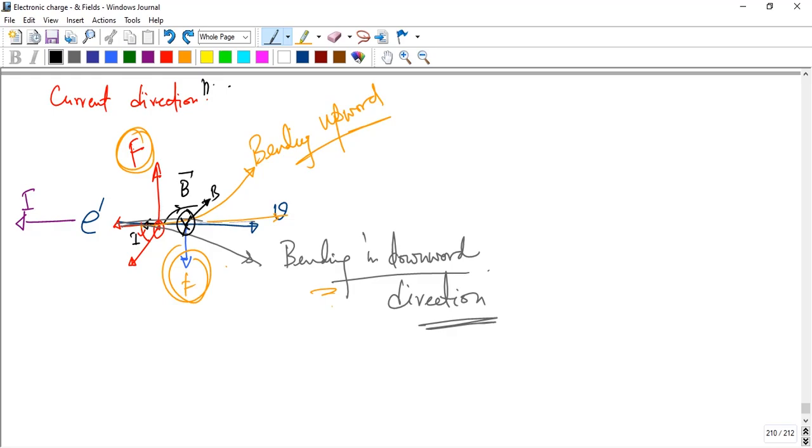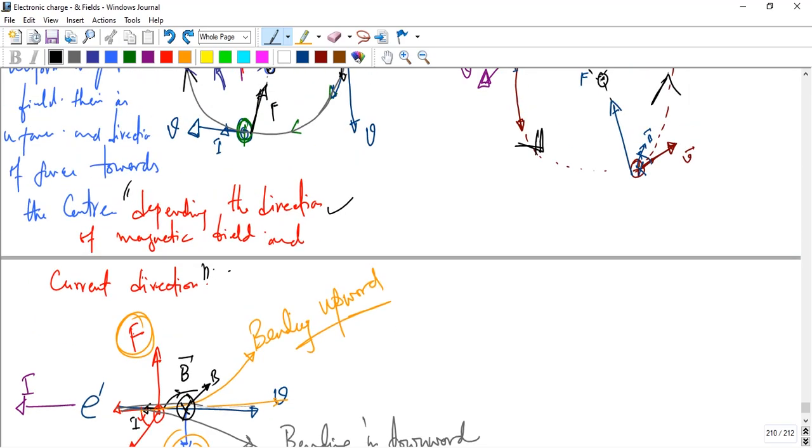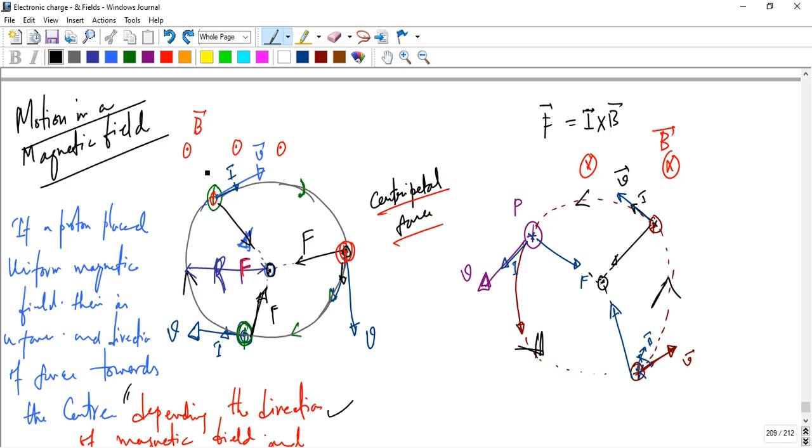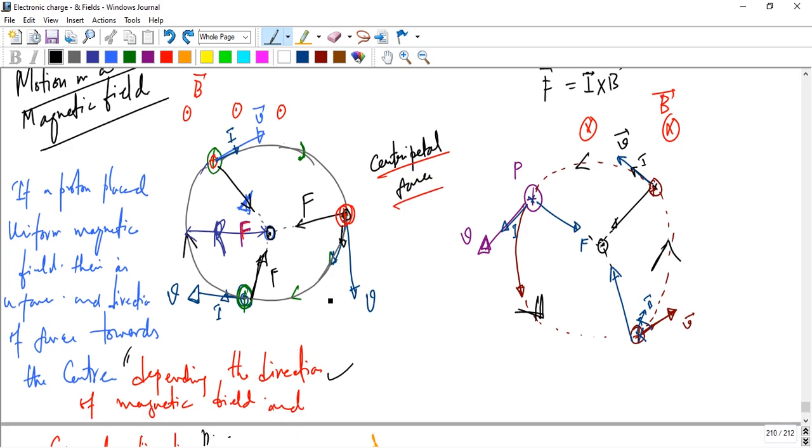So, this is a continuation of the previous topic discussion: motion in a magnetic field. The previous class ends here. There is a diagram, and there is a charge placed in a uniform magnetic field. What will happen? Actually, the charge now rotates, and there is a force called the centripetal force. This is what happens when a charge is placed in a uniform magnetic field.